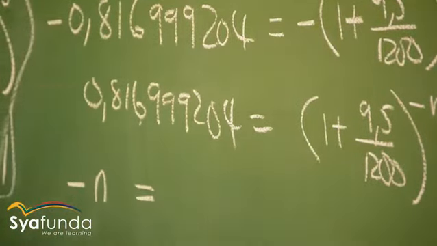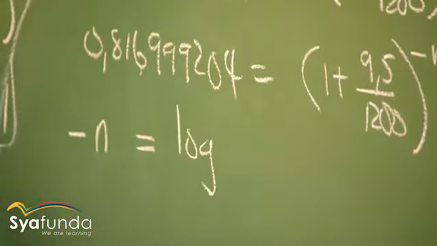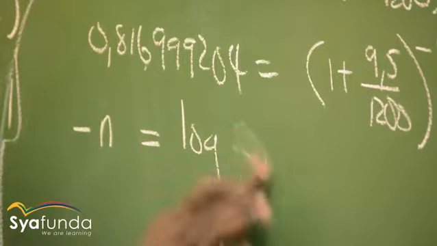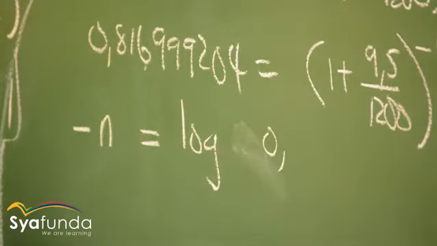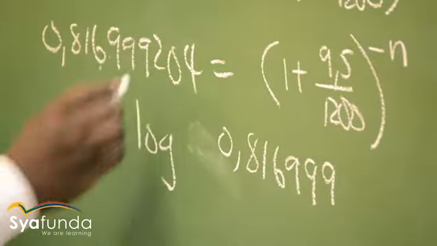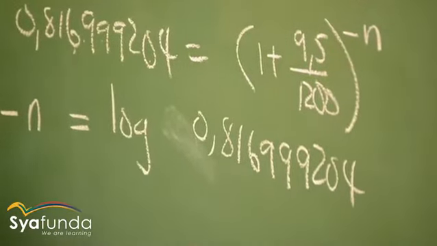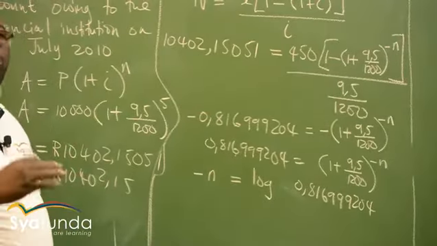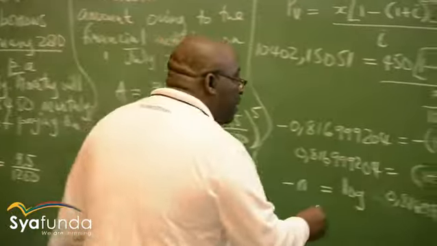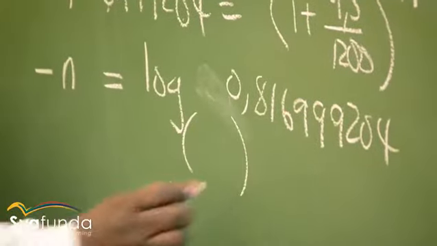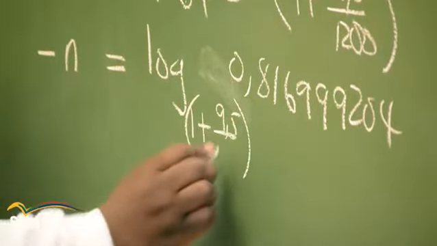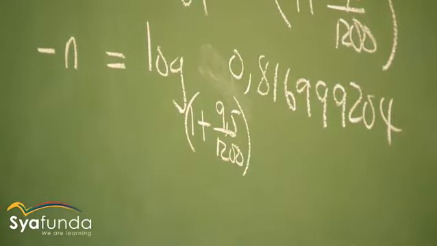It is equal to the log of this number. What is this number? Let me write it here. It is 0,816,999,204. You don't round off anywhere. You only round off at the end. That's why I'm putting all those values here to get the correct value. This is the base. You always put the base down here. What is the base? It is 1 plus 9,5 over 1200, my interest rate. That's what I have.